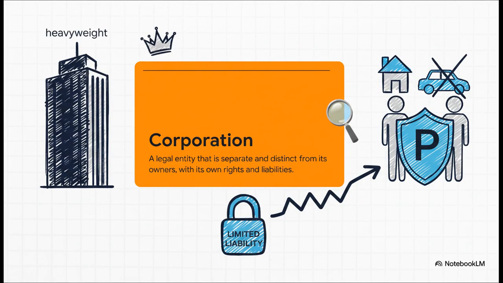Then we've got the heavyweight, the corporation. This is a huge leap because a corporation is a legal entity that is separate and distinct from its owners. It's basically its own legal person, and that's a massive deal. It means if the company gets into trouble, the owner's personal stuff, their house, their car, is safe. This idea is called limited liability, and it is an absolute game changer.